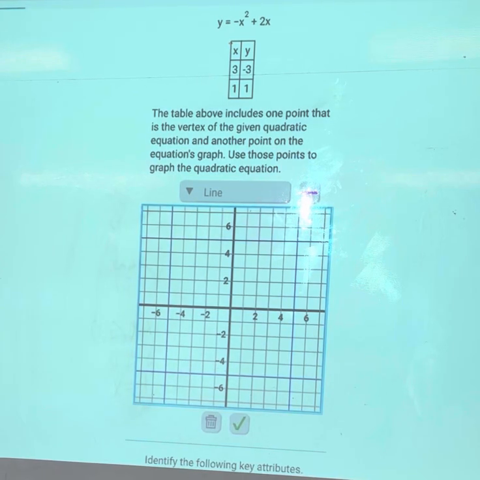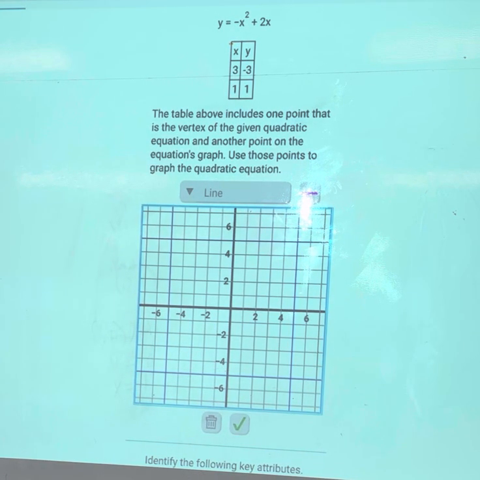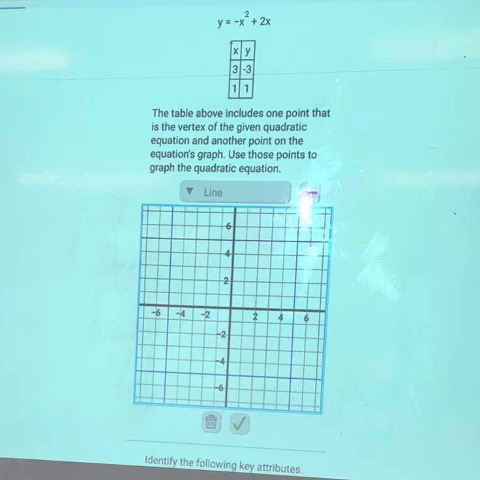Okay, so first student got to the graphing. So we have y equals negative x squared plus 2x. And they give you the table. So for the rest of y'all, I want you to just stop on your problem and put this in y equals or in Desmos. Either way, it's up to you.